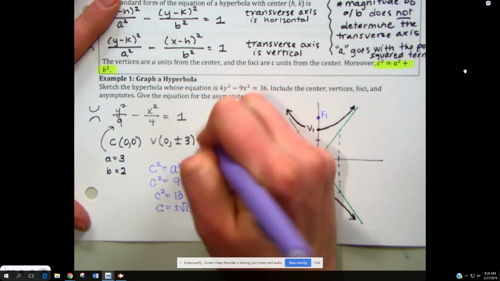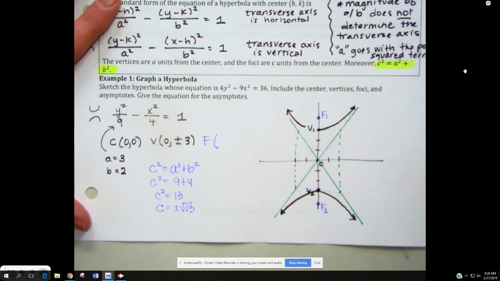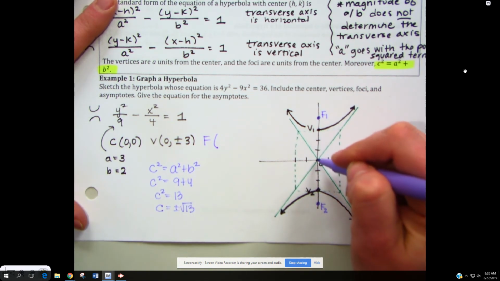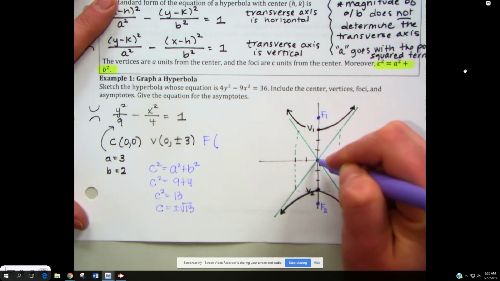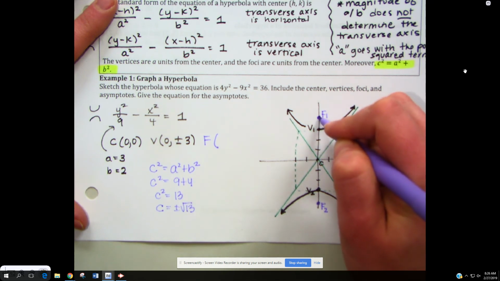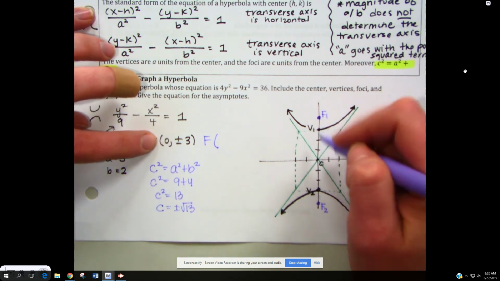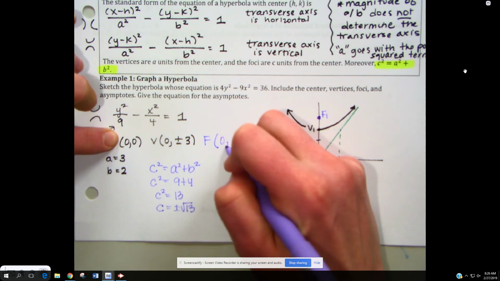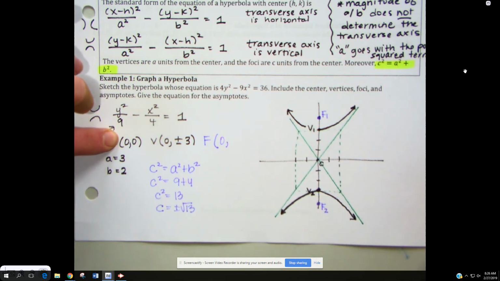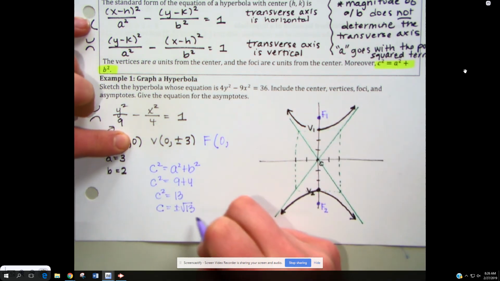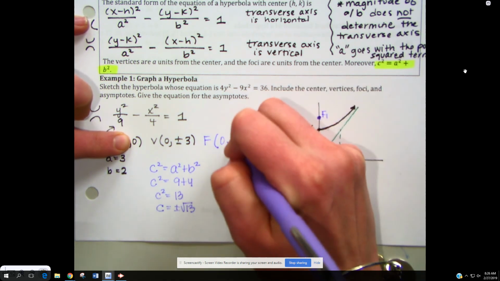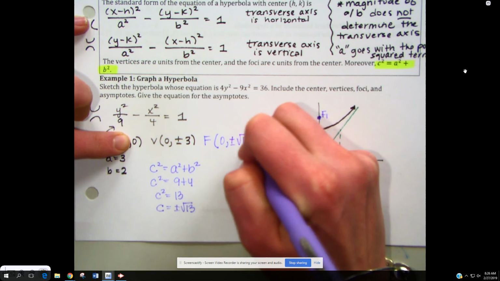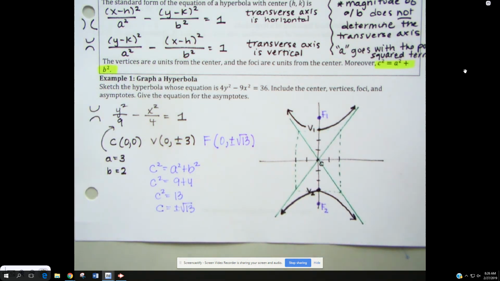And so that tells me that my foci, right? Imagine I'm counting from the center, right? I want to go up to that focus. I'm still going to be aligned with the center in terms of the x. The only thing that's changing is that I want to go up to meet that focus. So my 0 from my center is still going to stay the same, my x value. But I'm going to take 0 and I'm either going to add to get up or subtract to get down. So plus or minus the root of 13, and that would give me the location of my foci.